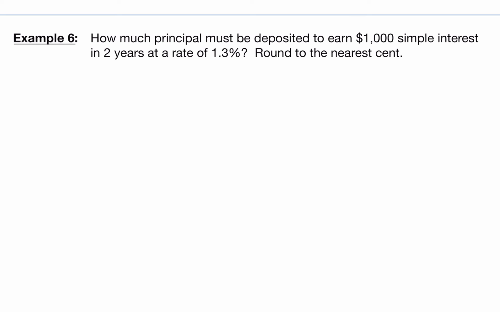Now we are asked to determine how much principal must be deposited to earn $1,000 in simple interest in 2 years at a rate of 1.3%. And we need to round this to the nearest cent. So again, we start with the equation I = PRT. Let's go ahead and plug in what we know. We are told that we want to earn $1,000 in simple interest, so that's going to be our I, 1,000. We need to figure out our principal, so we don't know what that is. We're going to just call that P for now.